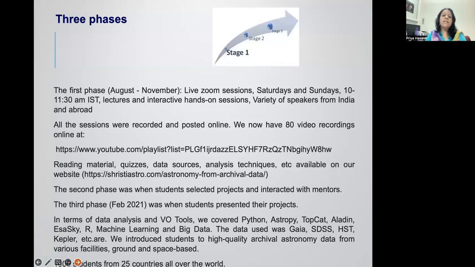This is 2020. So the first phase started off in August, where we had live Zoom sessions every Saturday and Sunday. This continued till November, so a 4-month period of every weekend with at least 2 hours of lectures in the morning. They could be lectures or interactive hands-on sessions with, like I mentioned, a variety of speakers from India as well as abroad. All the sessions were recorded and posted online. So we have about 80 video recordings on YouTube. And there was a lot of reading material, quizzes, data sources, etc. also available to students. So students could actually attend all this material for 4 months.